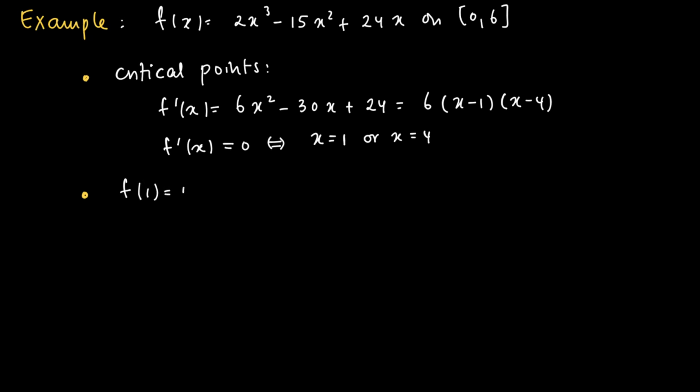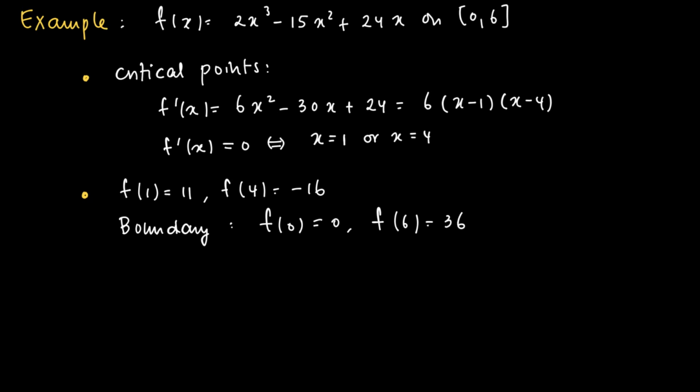Now we just compare the function values. The function value at 1 is 11, and f(4) equals -16. And we compare them with the boundary values. So we have f(0) on the left hand side, so f(0) equals 0. And f(6) can be seen to be equal to 36.